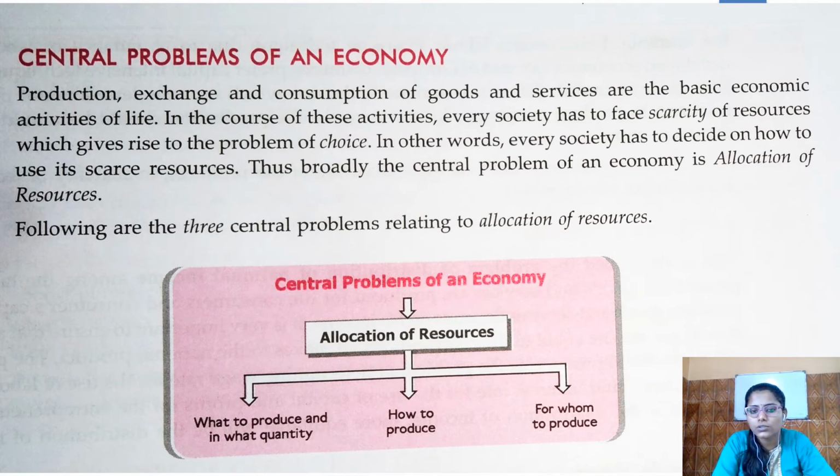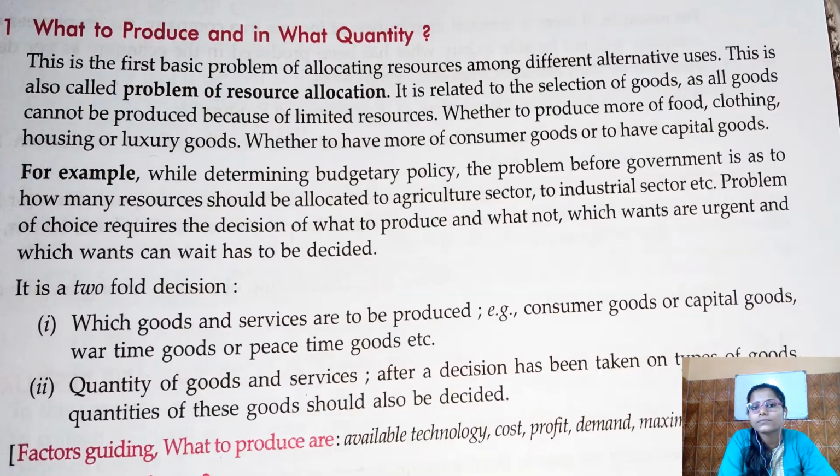categorized into three major groups, that is what to produce and in what quantity. Next is how to produce. Next is for whom to produce. First we discuss what to produce and in what quantity. Here what to produce is related to what an entrepreneur or any individual decides. It is based on the selection of goods that should be produced, and if produced, then which goods should be produced, capital goods or consumer goods. This is the first basic problem of allocating resources among different alternative uses. This is also known as the problem of resource allocation.